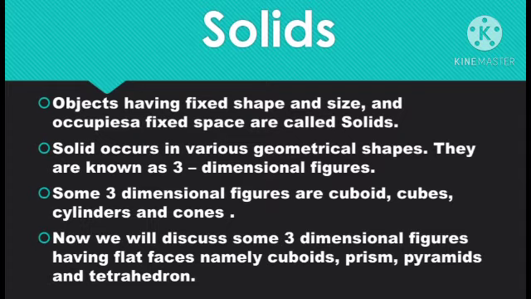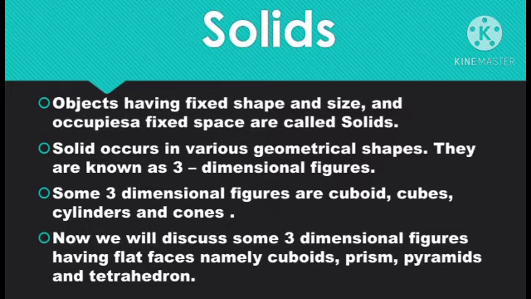Next, solids occur in various geometrical shapes. They are known as three dimensional figures. मतलब ये जो solids है वो अलग अलग shapes में है, अलग अलग geometrical shapes में है. मतलब वो square में है, वो triangle में है, वो rectangle में है, और उनको हम क्या कहते हैं, we call it three dimensional figures. That is, we call them 3D figures.